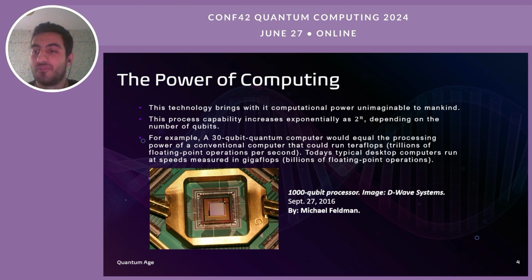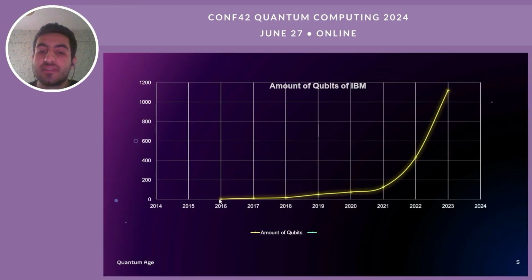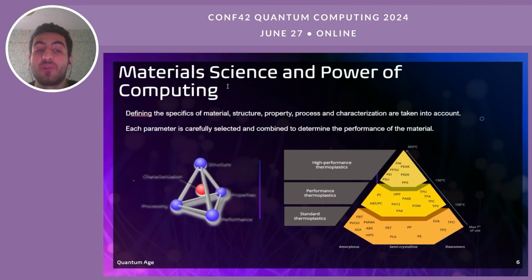In the next slides, we will discuss material science and how it is related to qubits. This is the number of qubits of IBM over different years; we reached more than thousands last year. It is very important and big news, because that number of qubits gives us unimaginable calculation capability, power of computing. Material science and the power of computing.